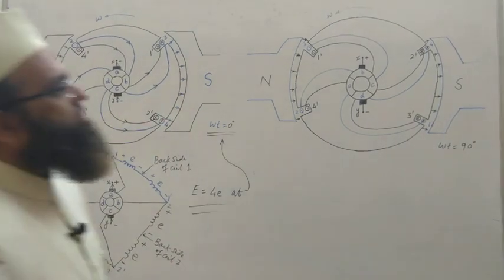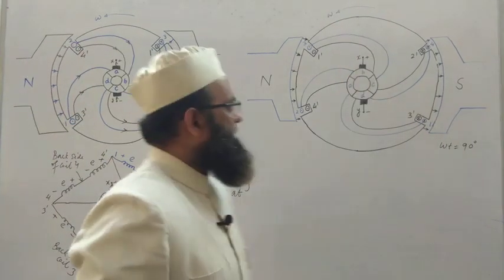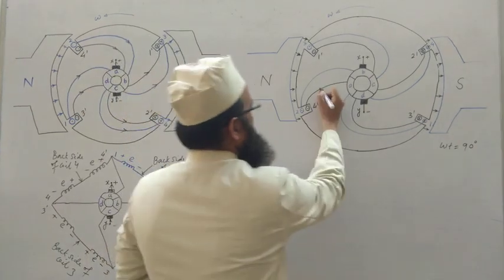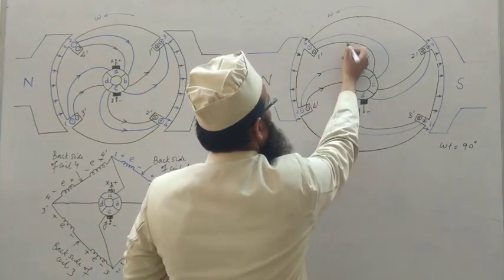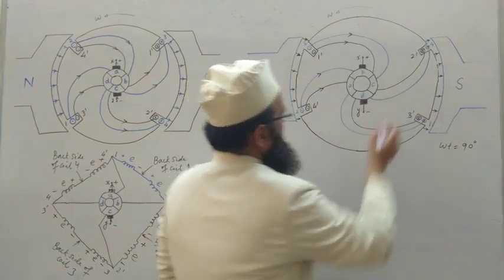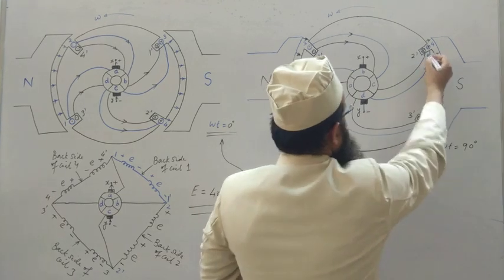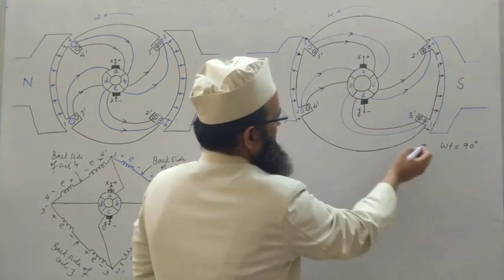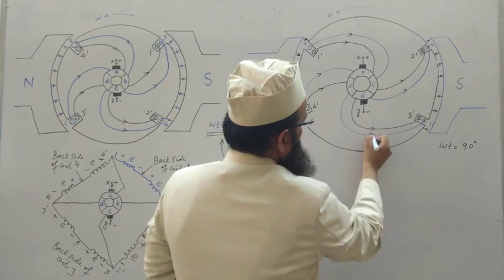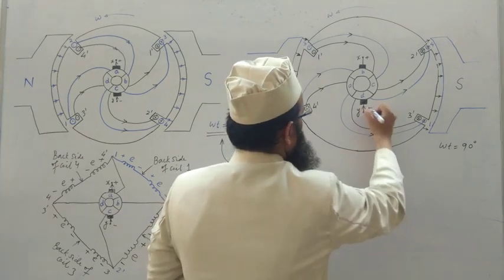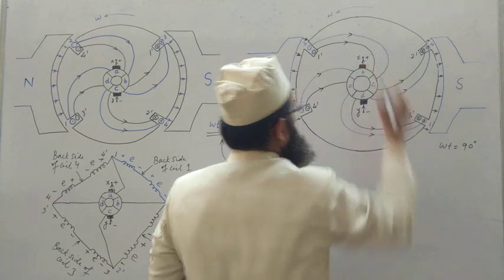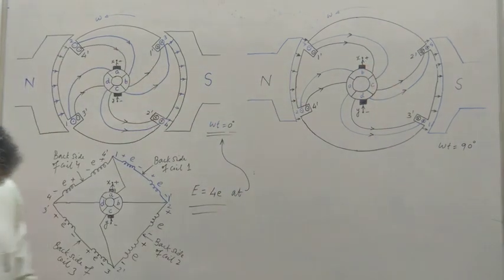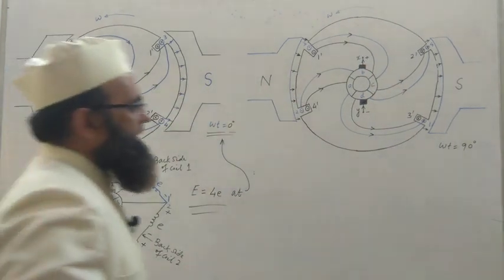Let loads be connected across the output terminals. So the corresponding current directions may be marked like this. These are dots, and these are crosses. Cross means going into this. It means current is coming in and leaving from this terminal. Fine. The corresponding voltage diagram may be drawn like this.